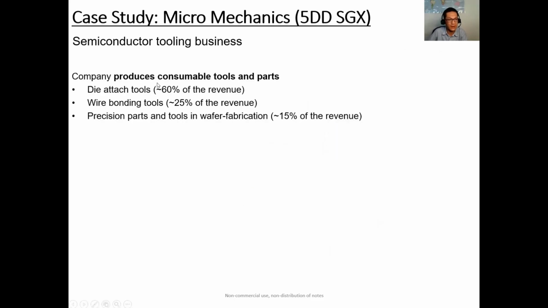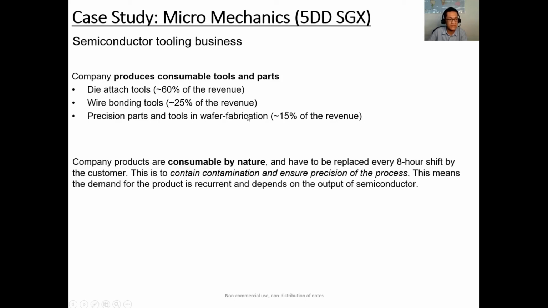They produce parts and tools such as die attach tools, which make up about 60% of the sales revenue. They also design the wire bonding tools and the precision parts and tools used in wafer fabrication. Because their products are highly consumable by nature and have to be replaced every 8-hour shift by the customer, the demand for their product is highly recurrent, and the demand depends on the output of the semiconductor chips. So I can say the company's sales recognition is recurring in nature.